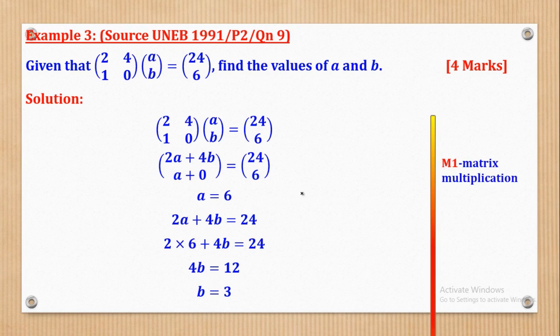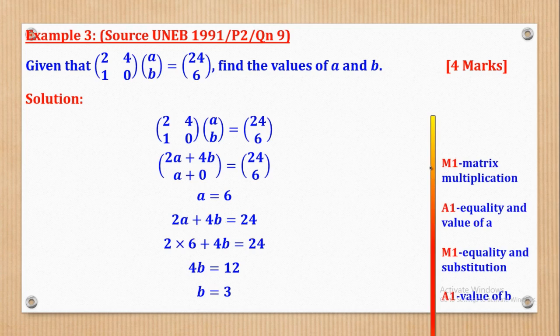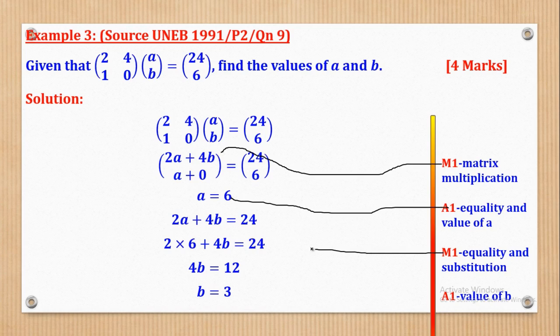Now let's see how marks can be awarded. M1 was for this matrix multiplication, and A1 was for equality and getting the value of A. M1 was for equality and substitution for A, and A1 is for getting the value of B. So basically, that's what they wanted in this example.